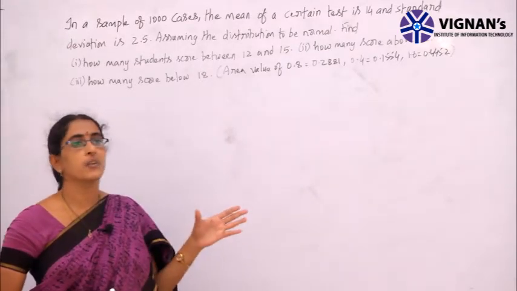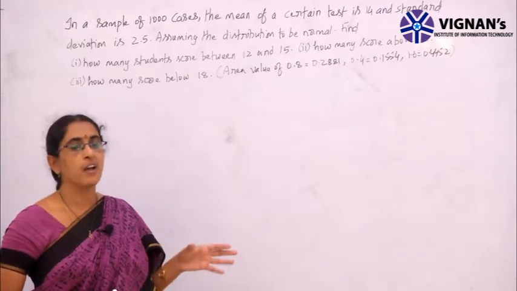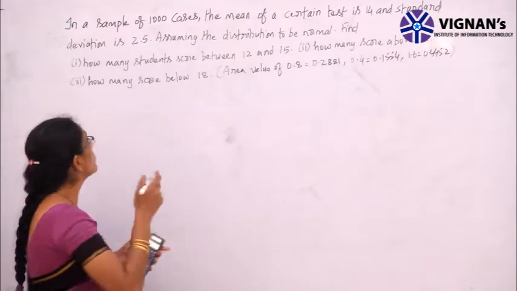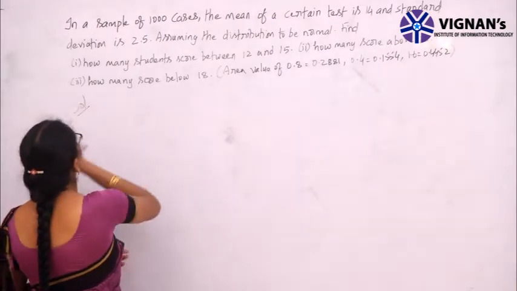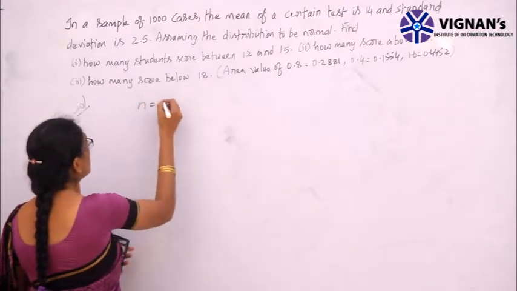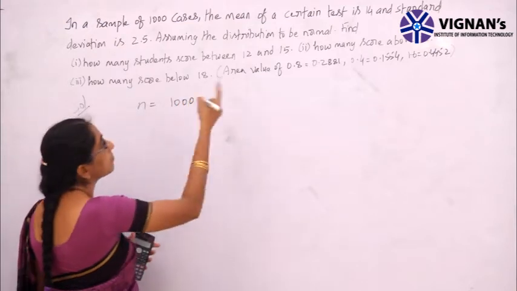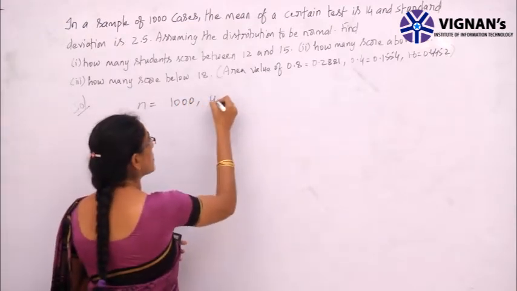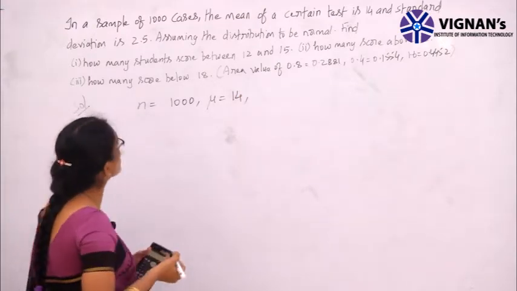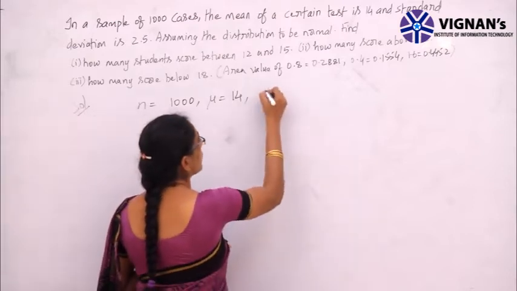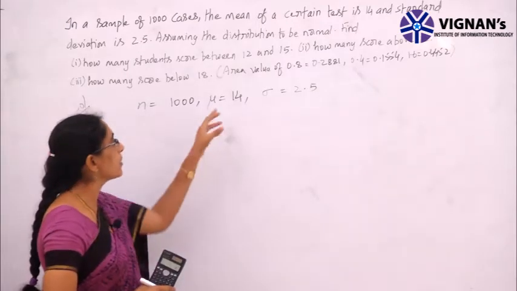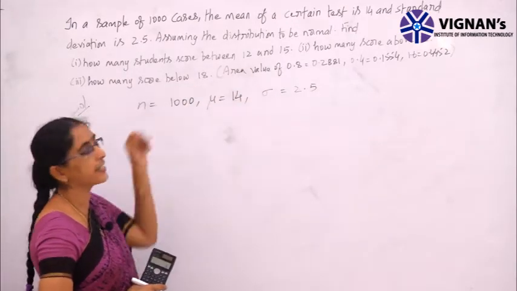But here the table values will not be mentioned in the question. The table values will be provided to you and you have to just take the values from the tables here, right? So now, if you move on to the solution here, it is given that in a sample of 1000 cases, that means here n equal to 1000 and mean is given as 14. That means mu equal to 14. The mean of the normal distribution is mu and the standard deviation is sigma, that is 2.5 here, right? So by using this mu and sigma, we have to find these values.